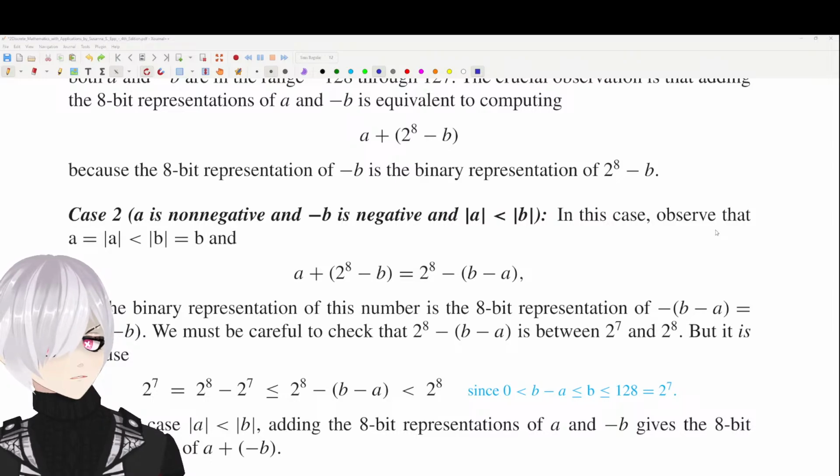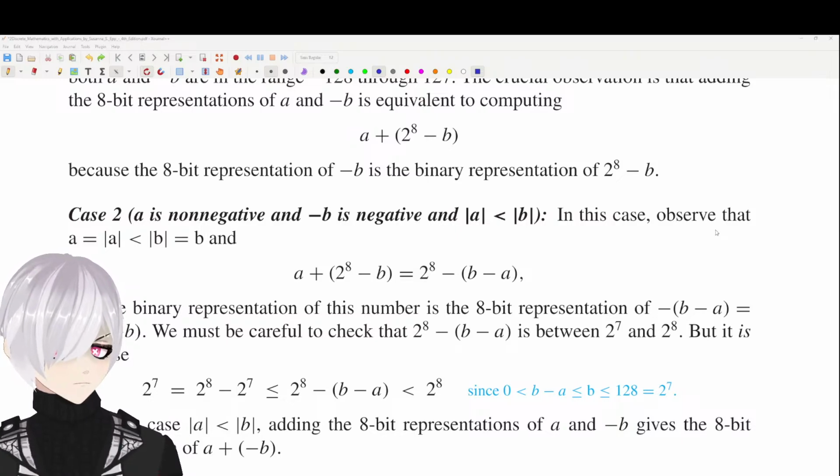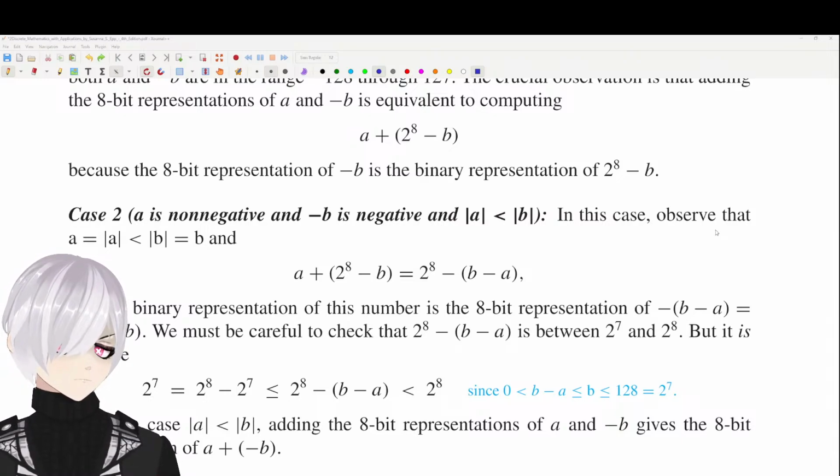We know that the absolute value of a is less than the absolute value of b, which means that the result is going to be negative. Because if we have a non-negative number and we're subtracting something that has a greater absolute value, that's going to take us below 0. Like 5 plus negative 7 is negative 2, or 10 plus negative 100. So we want to have a negative result.